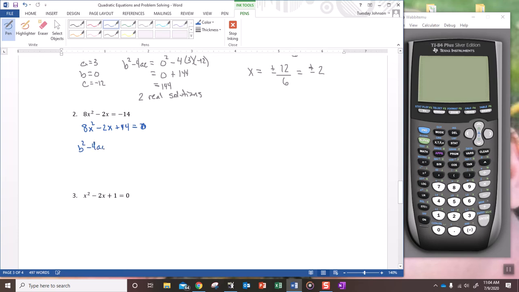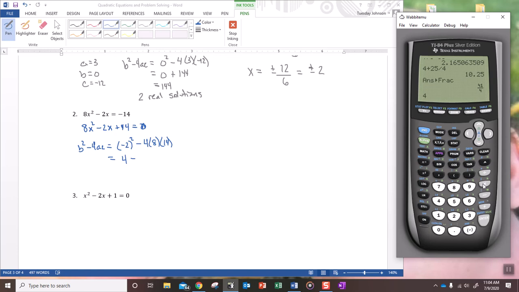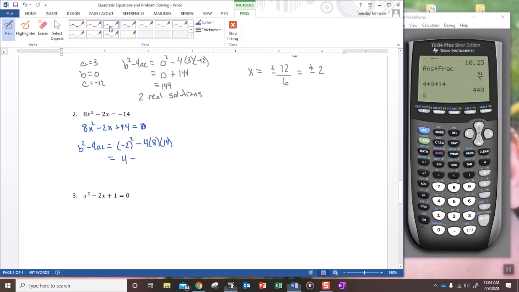Our discriminant is negative 2 squared minus 4 times 8 times 14. This is a 4 minus 4 times 8 times 14, 448. And if I do 4 minus 448, I'll end up with negative 444. So this is no real solutions. And it turns out that we'll have two complex solutions to this.